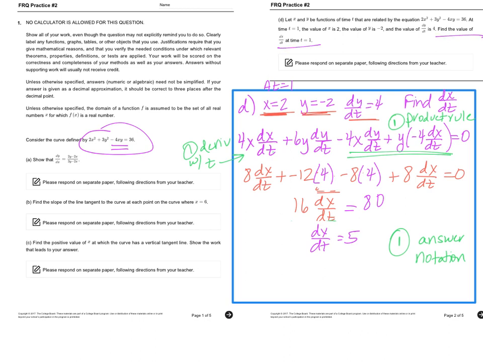Look at what they ask you. The value, you're just restating the sentence. The value of dx dt at t equals 1 is 5. That would give you full credit as well. So one of the two. Got it? All right. Sweetness.